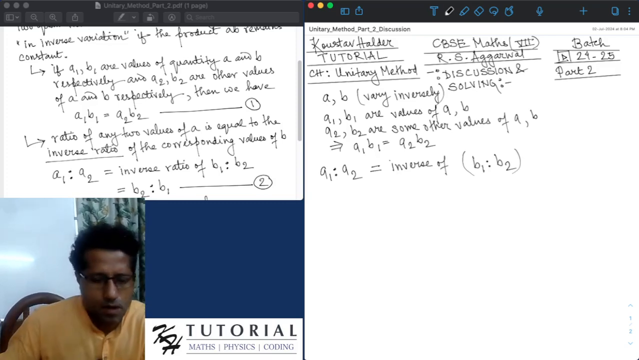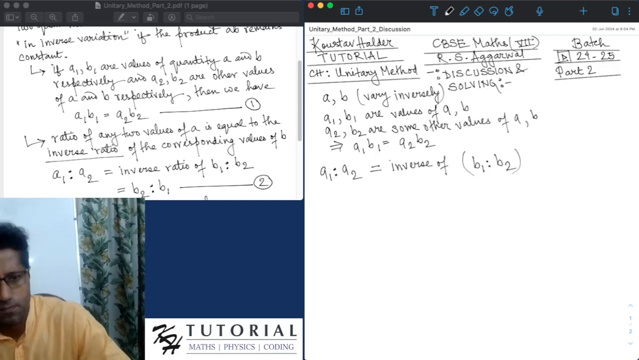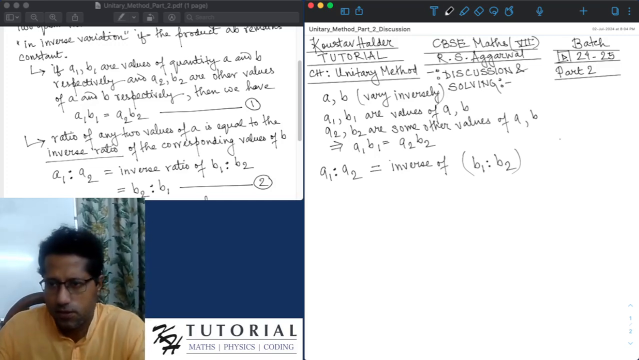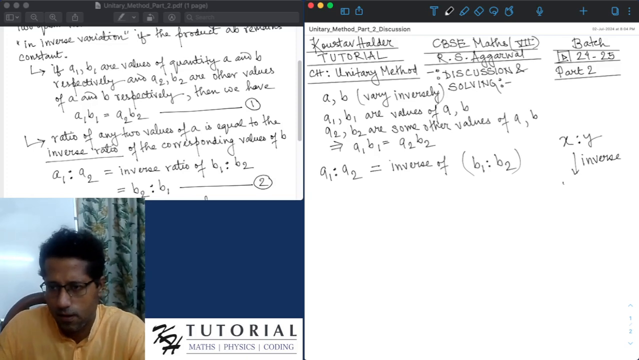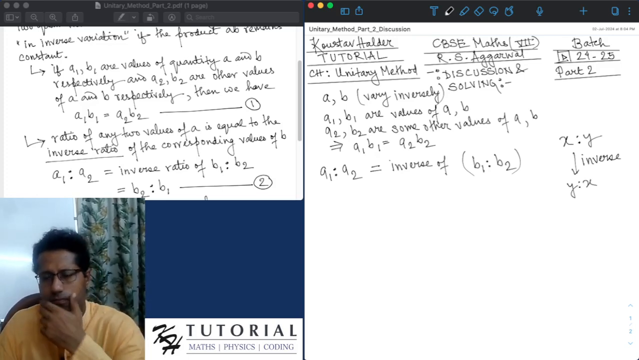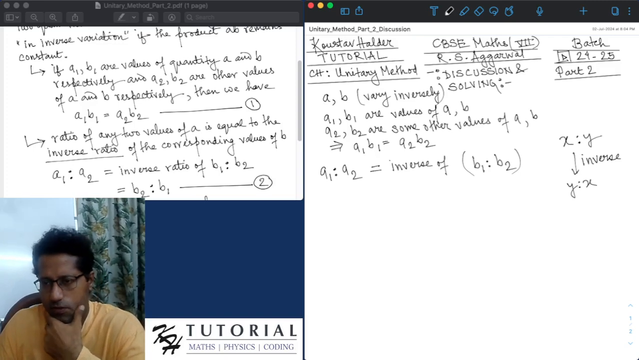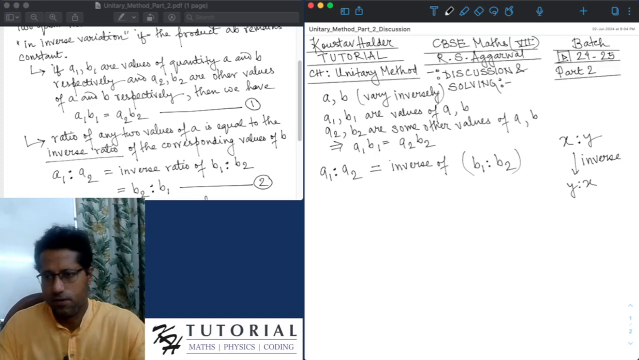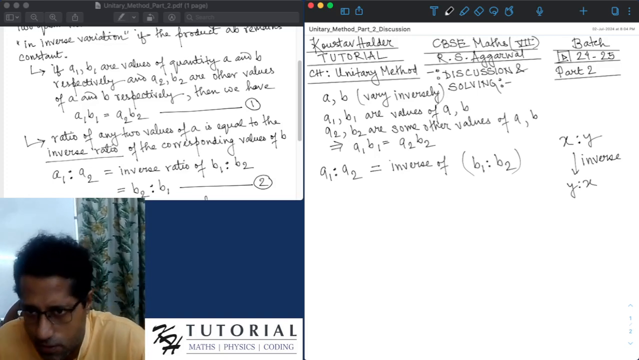Now what is the inverse of a ratio? If x is to y is a ratio, then its inverse ratio is y is to x; you interchange the terms. So y is to x is the inverse ratio of x is to y, and conversely x is to y is the inverse ratio of y is to x.